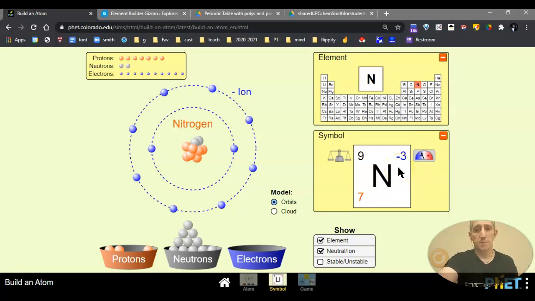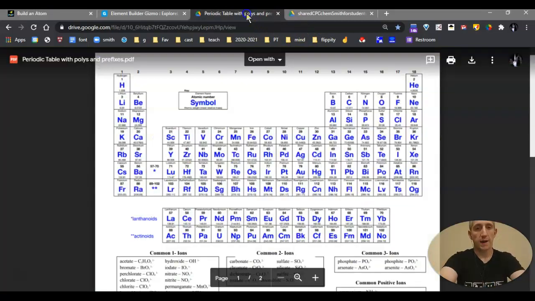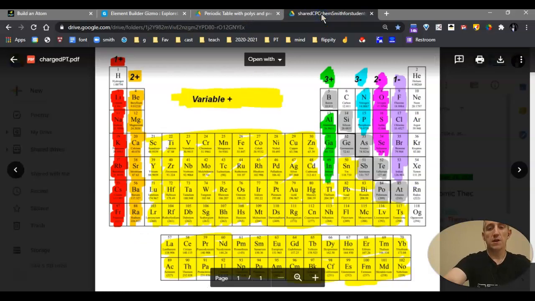In fact, many elements have this preferred charge. And so you have this periodic table here. You have this one here that we've been using in class. And then this one is what's going to come next. The periodic table is very well organized. It turns out it's organized by charges.